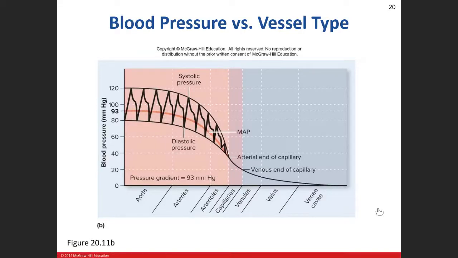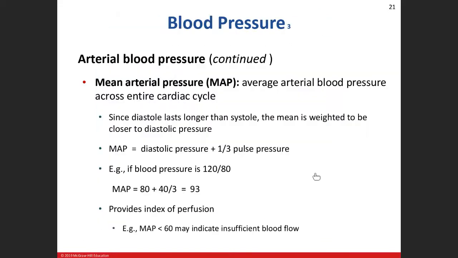On that MAP of 93, I know where you got the 80 from, the bottom number. Where did you get 40? The 40 is the pulse pressure, which is the difference. Take 120, which is the systolic, and subtract the diastolic from it. That'll be the 40. It's going to be the difference between the systolic value and the diastolic value.